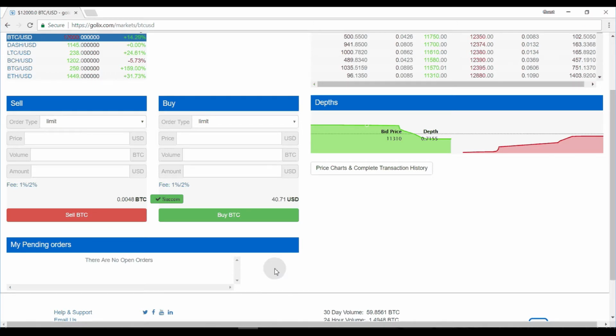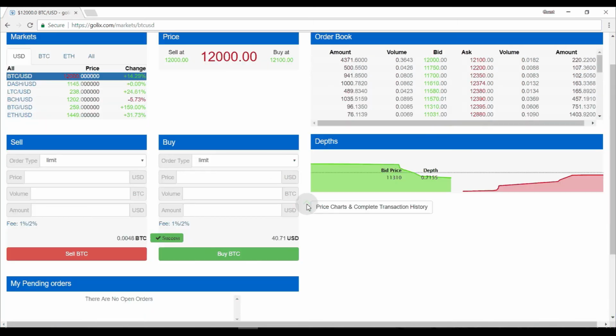The moment I do that, the order is removed from my pending orders. The funds are returned into my account at no charge, and it's removed from the order book. So that is how you'd cancel a pending order.